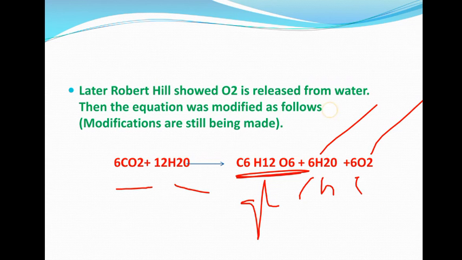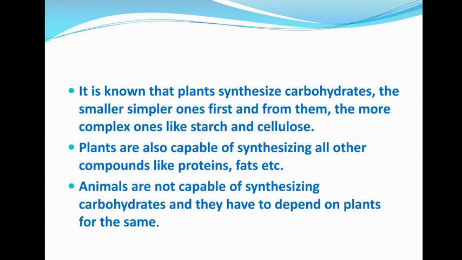It is known that plants synthesize carbohydrates, the simpler ones first, and from them the more complex ones. First of all, the plant synthesizes the simpler forms of carbohydrates, and then the complex ones like starch and cellulose. Plants are also capable of synthesizing all other compounds like fats, proteins, etc. These are all synthesized by plants.